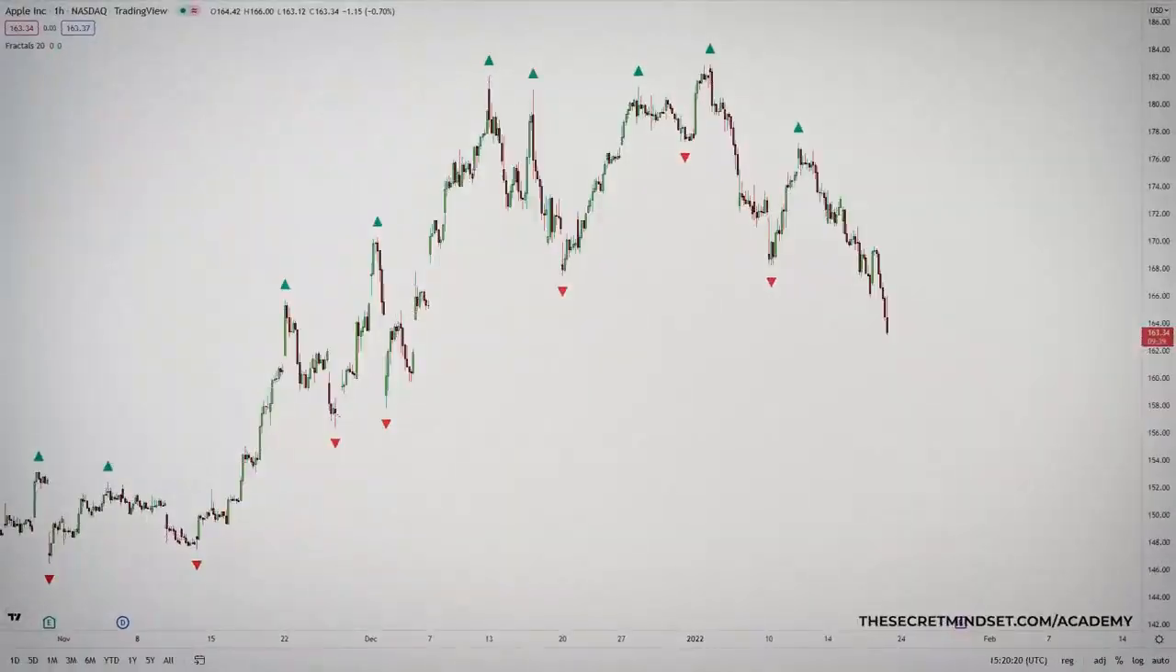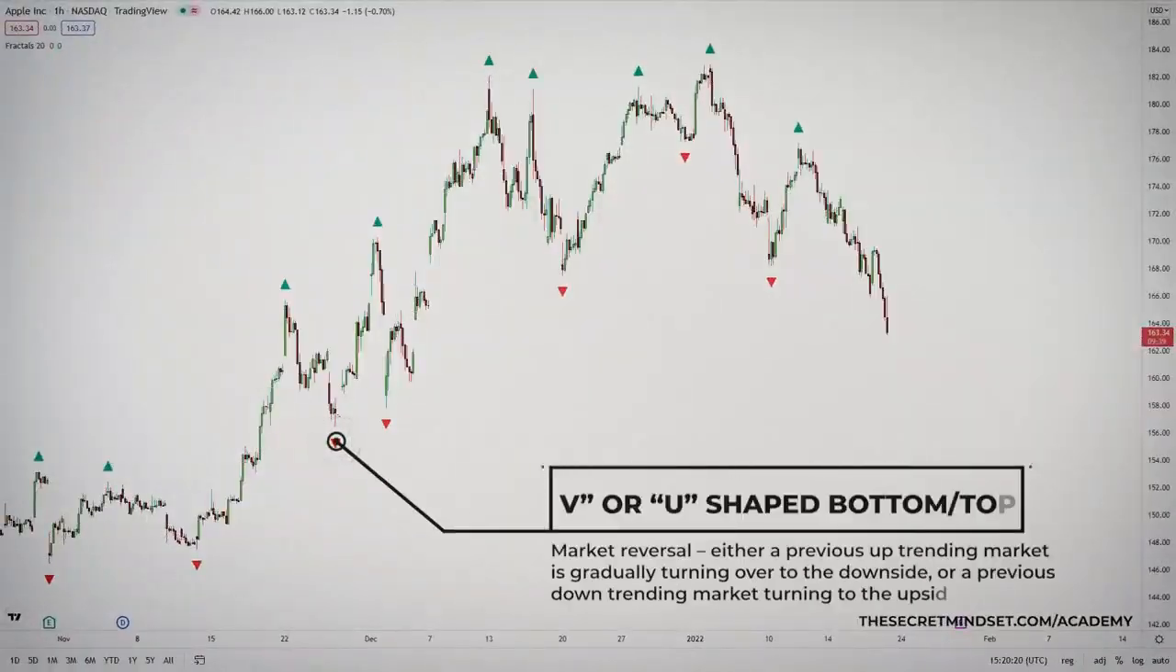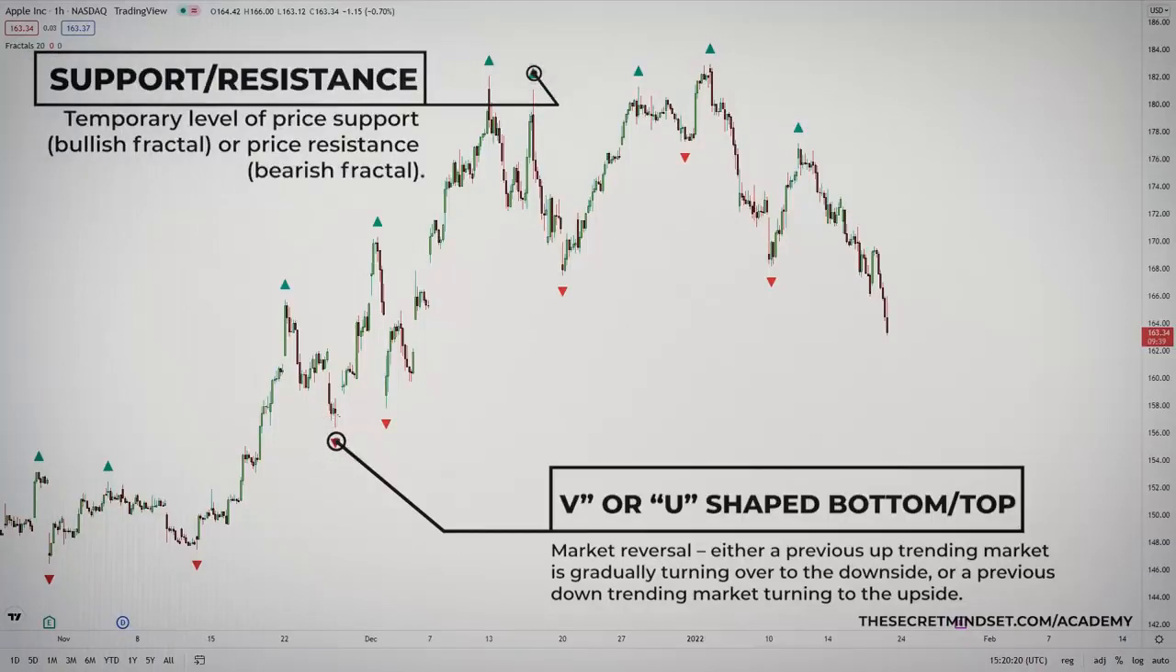The fractal pattern reveals a V or a U-shaped bottom or top. Such a pattern of price action may indicate a market reversal, either a previous uptrending market gradually turning over to the downside or a previous downtrending market turning to the upside. At a minimum, a fractal pattern is useful for identifying at least a temporary level of price support with a bullish fractal or price resistance with a bearish fractal.